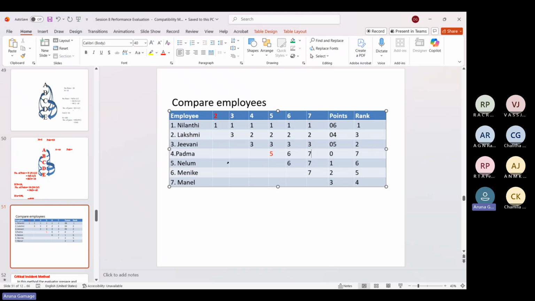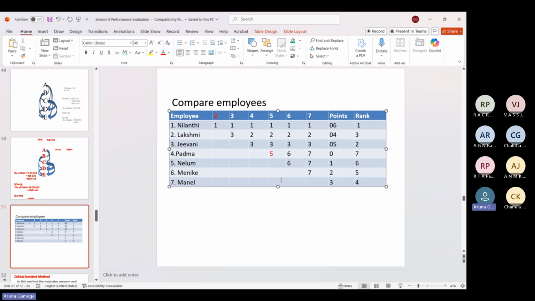Manel is the best. Then take Nelum. Nelum is compared with Manike, who is the best? Manike is best. Nelum is compared with Manel, who is the best? Manel. Manike is compared with Manel, who is the best? Manel is the best, right? So now we have completed comparing all the employees, right? Manel is not compared with Manel.